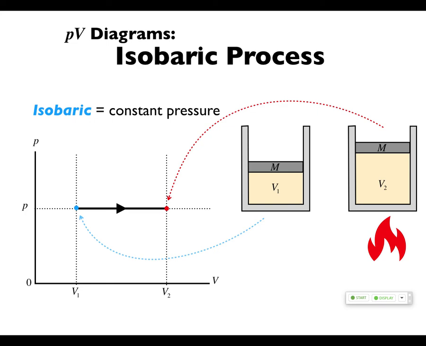How do we know it's an expansion? The volume got bigger. So if you go this way, it's an expansion. If we went this way, what would it be called? Compression, right? So isobaric compression. So as long as we have a movable piston, we get constant pressure. Movable piston means constant pressure.